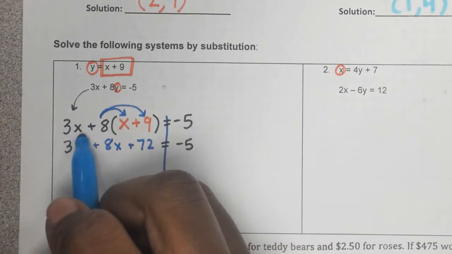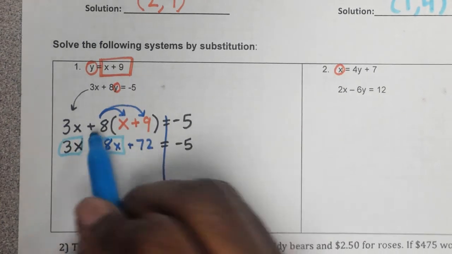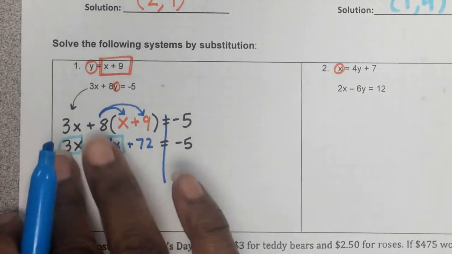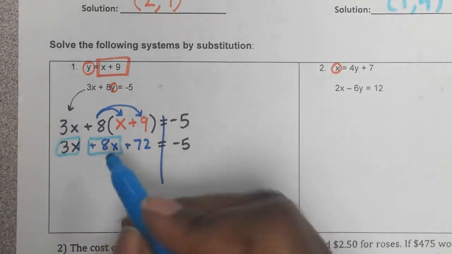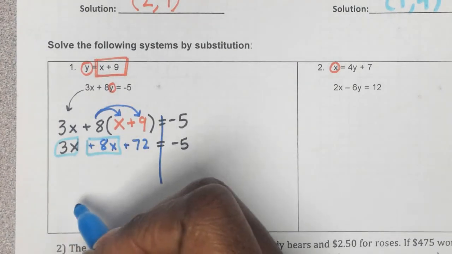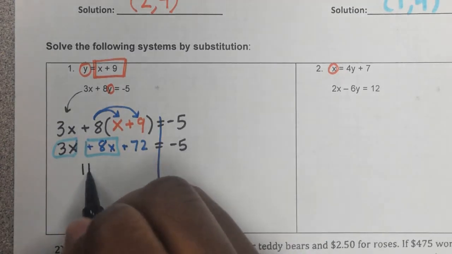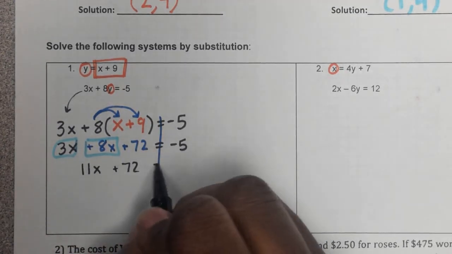Y'all being quiet. Combine the x's together. And that will give me, they're on the same side, so don't do the opposite. Uh-oh, I said crap in the video. Oh, I said it again, sorry. That would be 11x plus 72 equals -5.